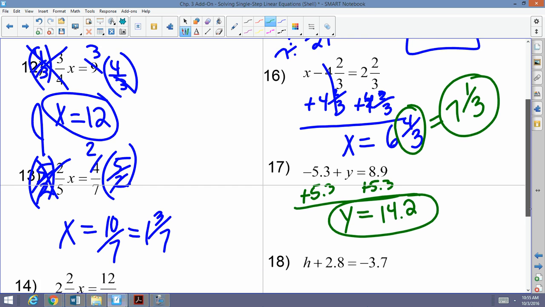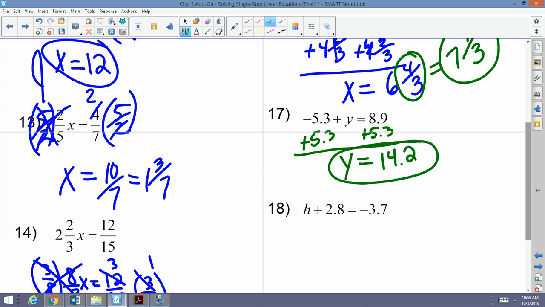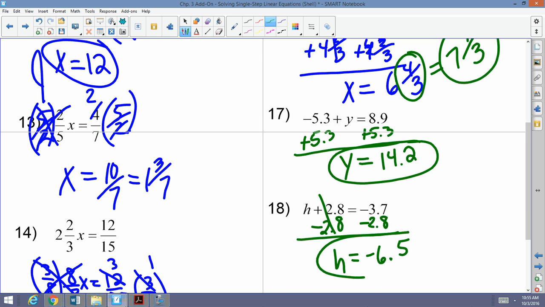And last but not least, how do I solve for h here? Yes, you get rid of a positive with a negative, so I'm going to subtract 2.8 from both sides. So h equals, we're going to add and keep the sign, so it's going to be -6.5. And bada bing, bada boom.